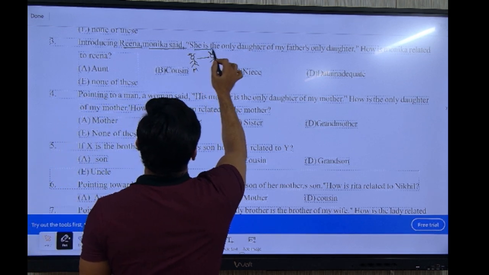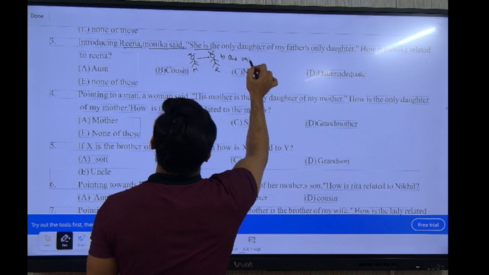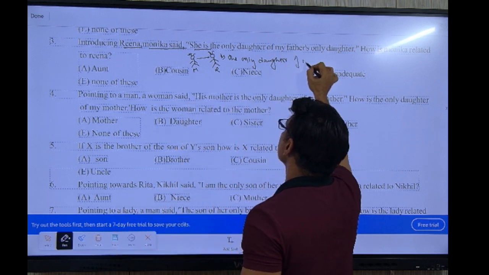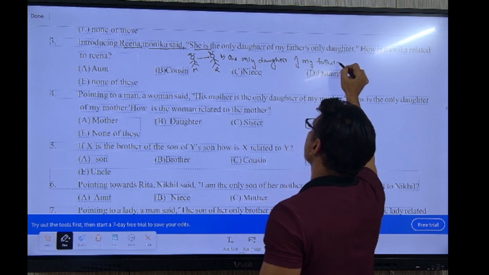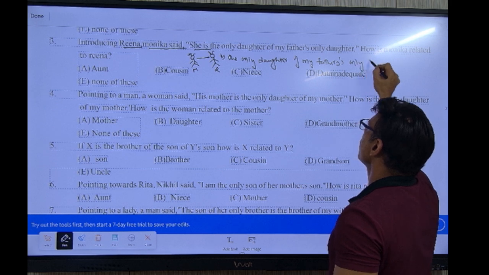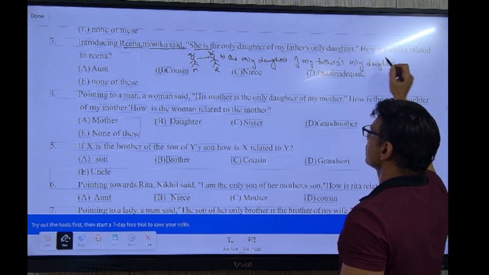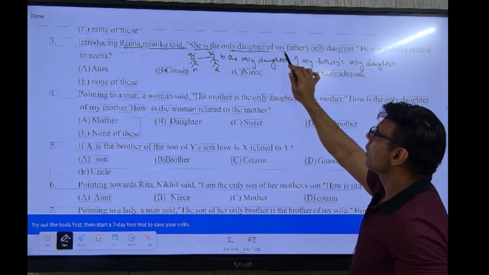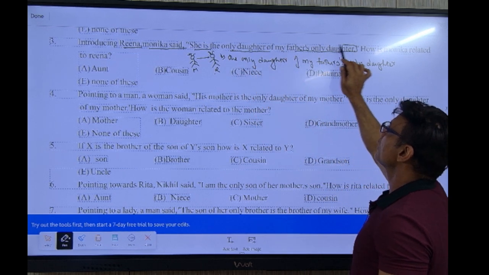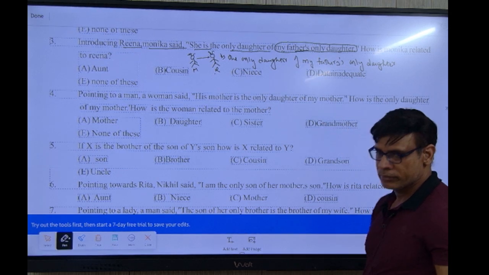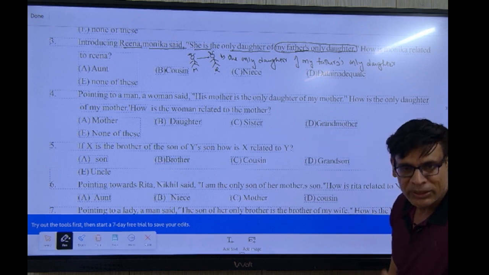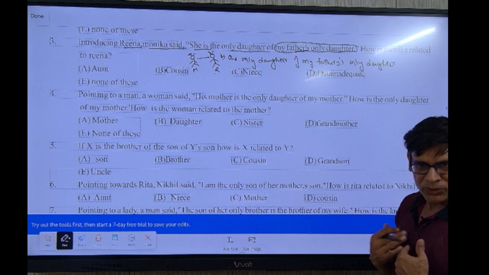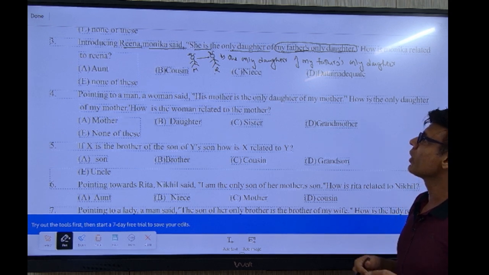That she is the only daughter of my father's only daughter. Right? This lady, Reena, is the only daughter of my father's only daughter. Who is my father's only daughter? My sister only? Or my father's only daughter means what, if I'm female? So this is Monica herself. Monica is saying my father's only daughter is herself.